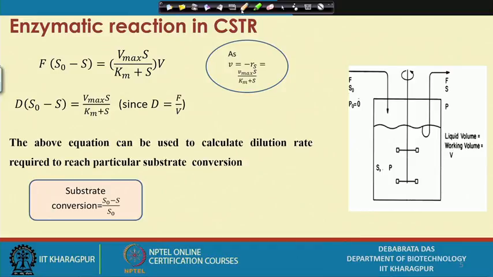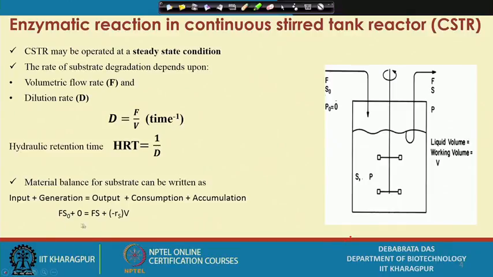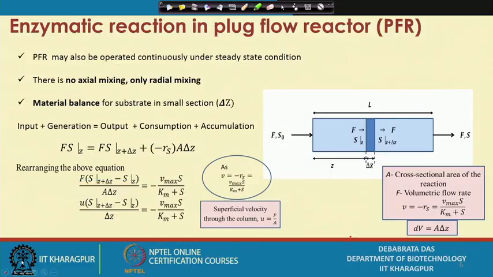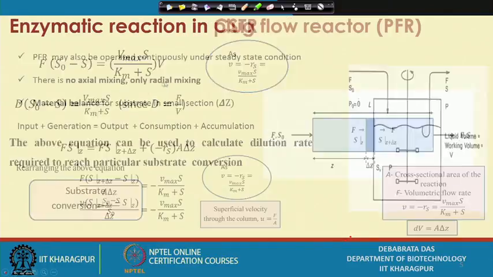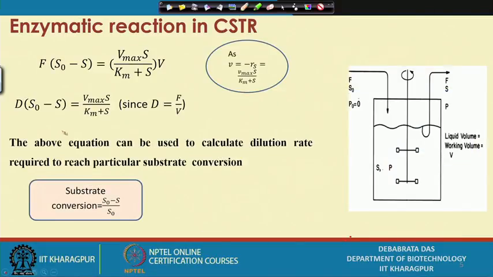Now, if you write this equation in this form, if you look at this equation, F into S0 equals F into S plus Rs into V. Rs is equal to the velocity of reaction. What is velocity of reaction? This you can express as Vmax S divided by Km plus S. This is exactly what we have written here, and the final expression will be like this: the V I can take to this side. So, this will be D, the dilution rate, into S0 minus S equal to Vmax S divided by Km plus S.